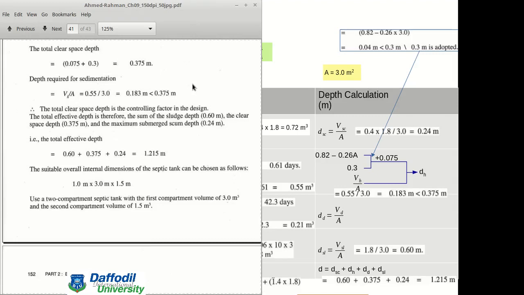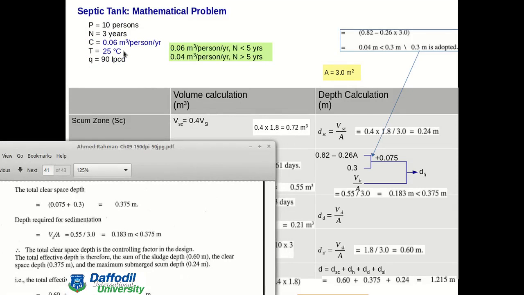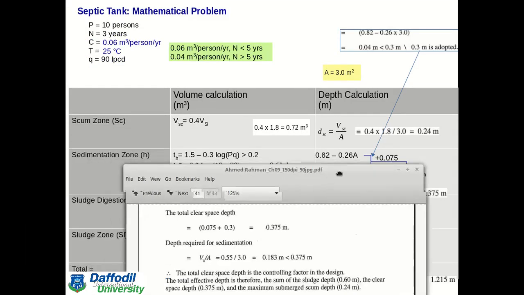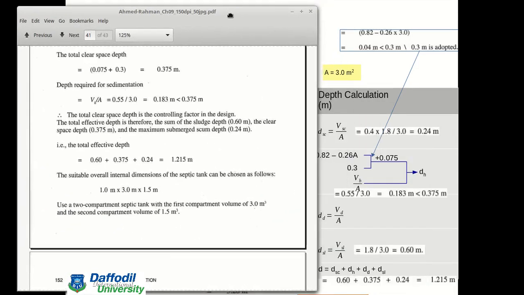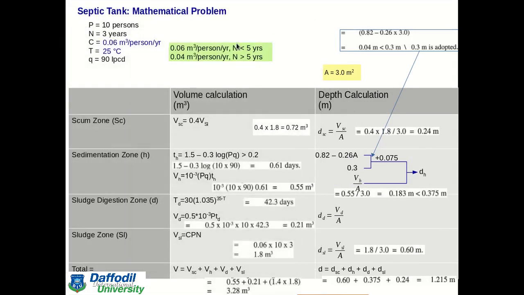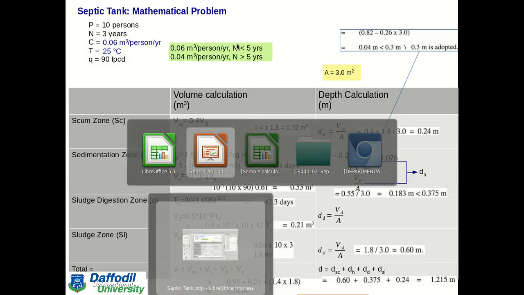But there is a big question here. What if the number of people is more than 10 persons? Should we take 3 square meter again? But what is the basis of taking 3 square meter as our calculation? To answer that question, I don't know what will happen. So, first let us check it by using our formula.